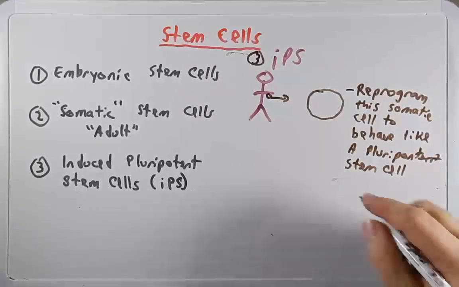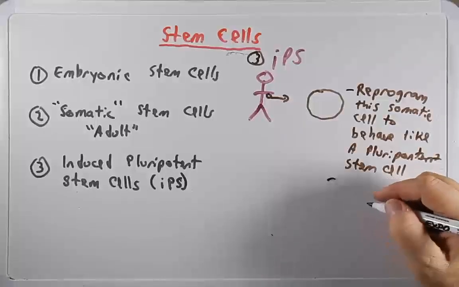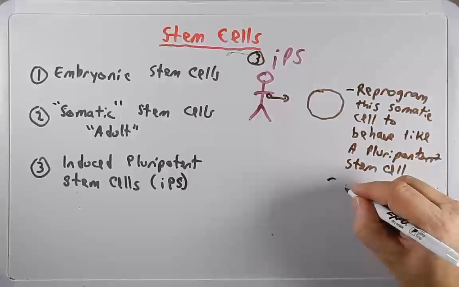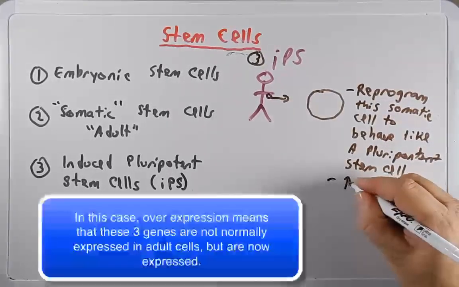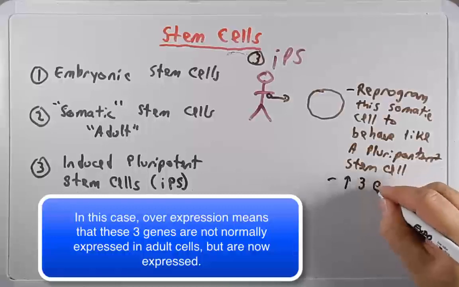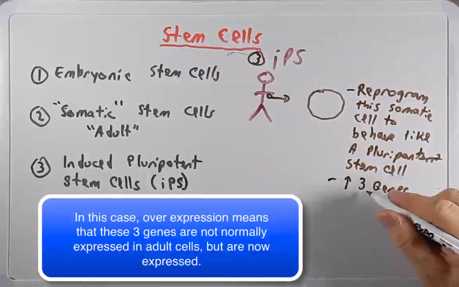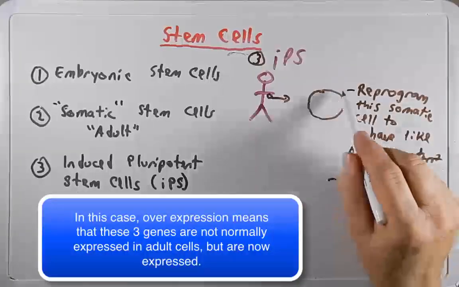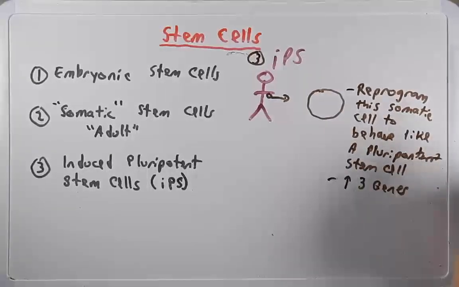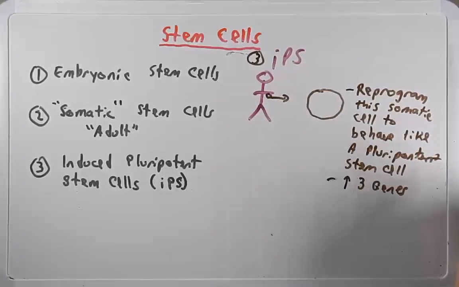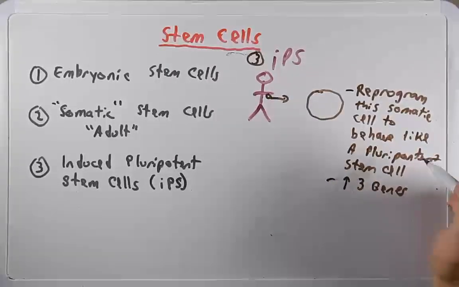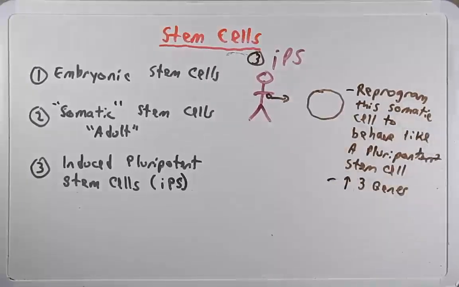And what I think is pretty interesting is that of the 23 or so thousand genes we have in our cells, all we have to do is overexpress, indicated by an up arrow, 3 genes. Increasing the expression of these 3 genes makes a somatic cell, a body cell, behave like an embryonic stem cell. Some of the advantages of these iPS cells is that researchers can use these similarly as they would use embryonic stem cells.